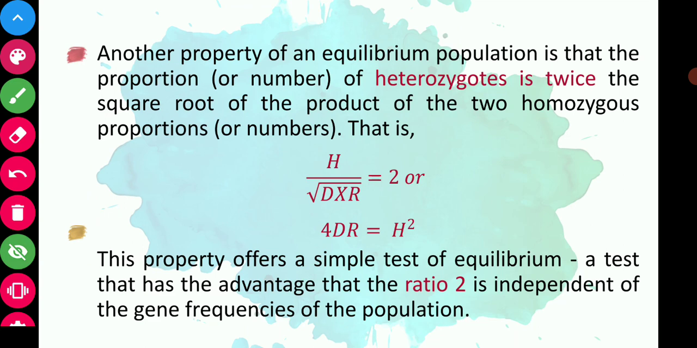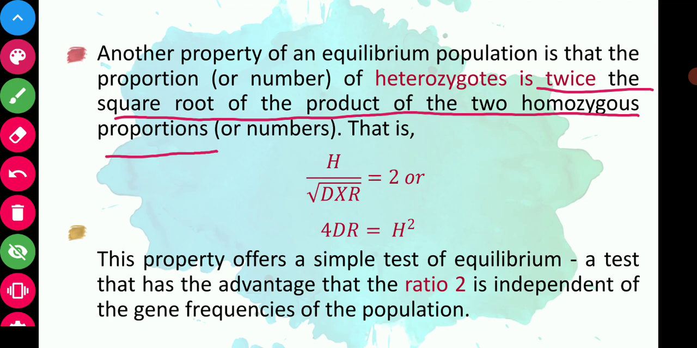Another property of an equilibrium population is that the proportion of heterozygotes is twice the square root of the product of the two homozygous proportions. That is the very important equilibrium law. This property is also called the equilibrium law.